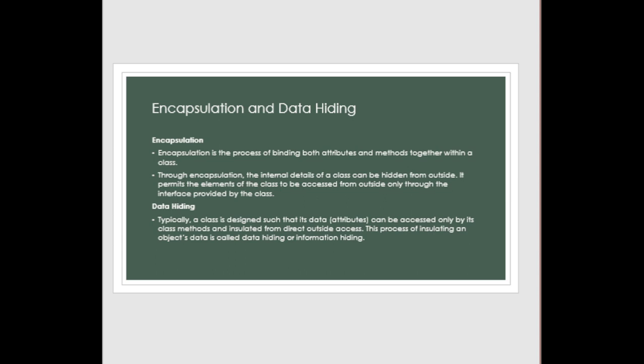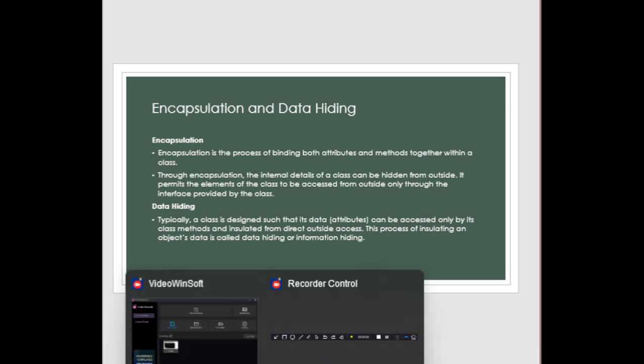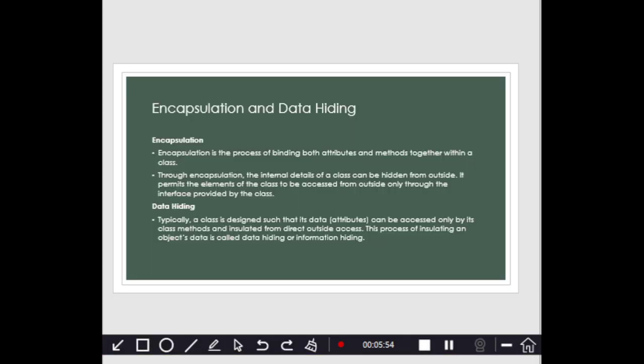Data hiding. Typically, a class is designed such that its data, attributes, can be accessed only by its class methods and insulated from direct outside access. This process of insulating an object's data is called data hiding or information hiding.